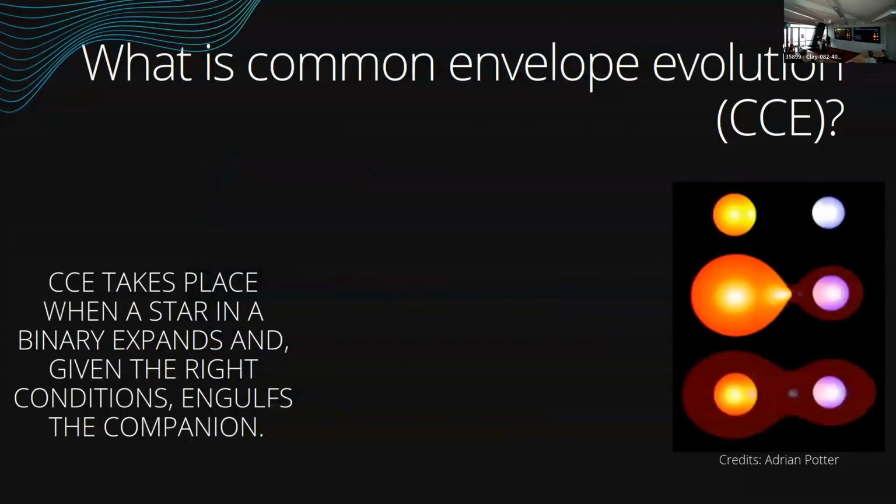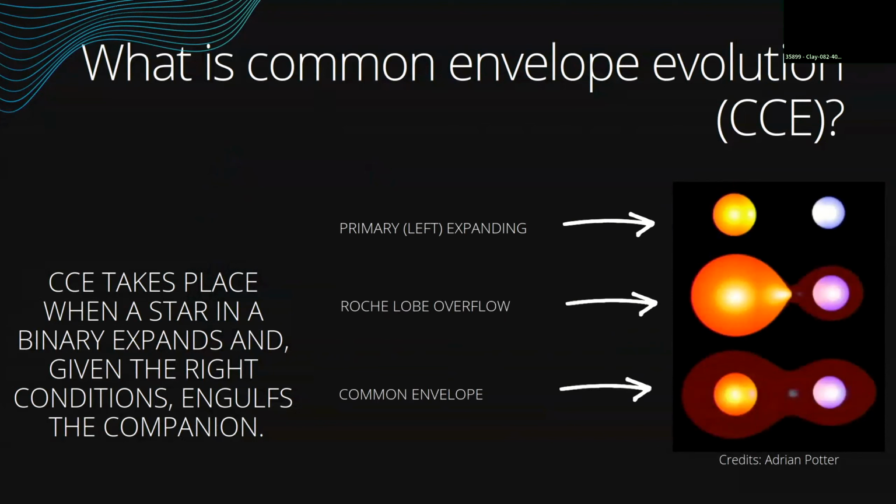I'm just going to try to be really brief here because everyone knows by this point what a common envelope is. Basically, it's just an evolutionary phase that happens in binaries. First, the primary component starts to expand. Then you have the Roche lobe overflow. And after that, you have the common envelope, after the trigger of unstable mass transfer.